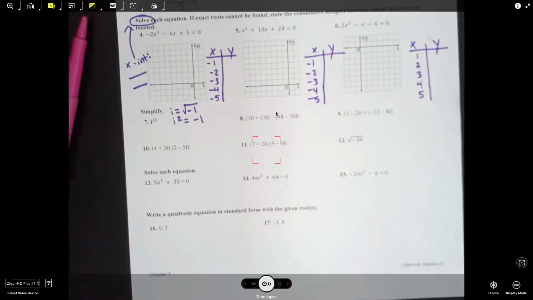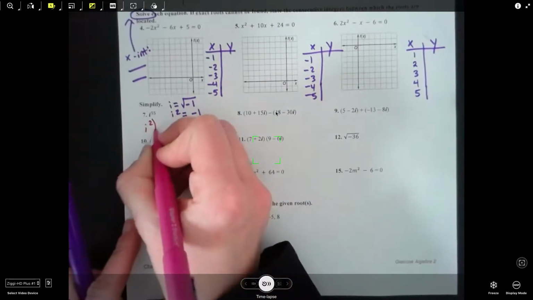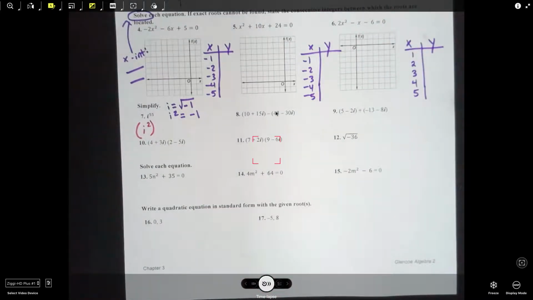Okay? Is there any on 7 through 12 that you really want to do? 7 and 9. Okay, 7. i to the 55th power. I don't know what i to the 55th power is. I do know what i squared is, though. So how can I get i squared to become 55? Does 55 divide by 2 evenly? No. Let's do 54, though.